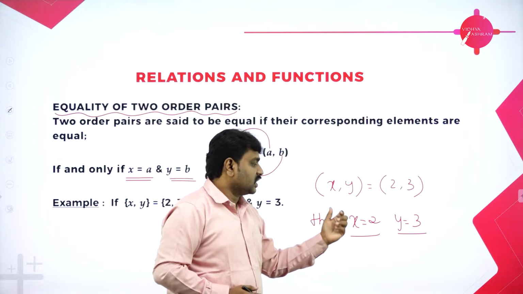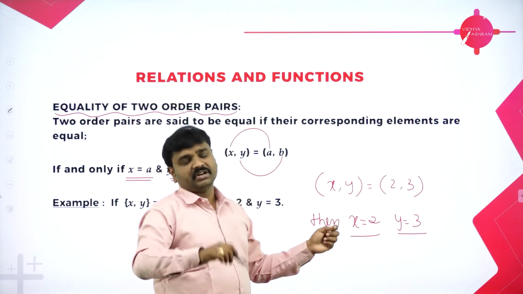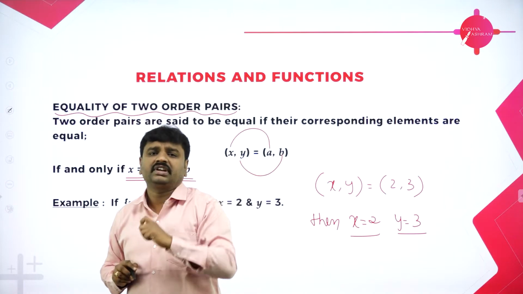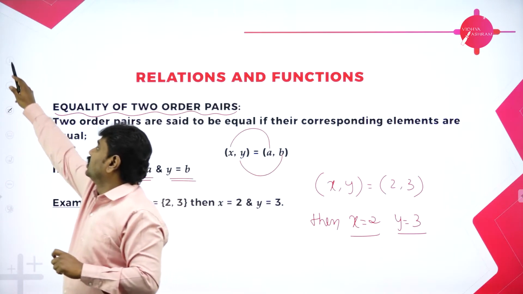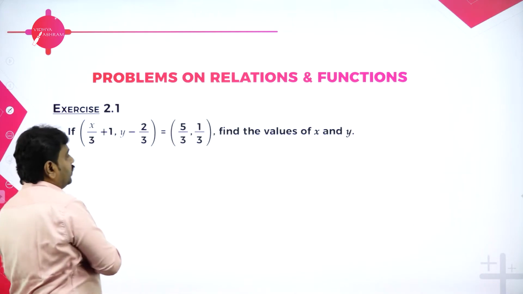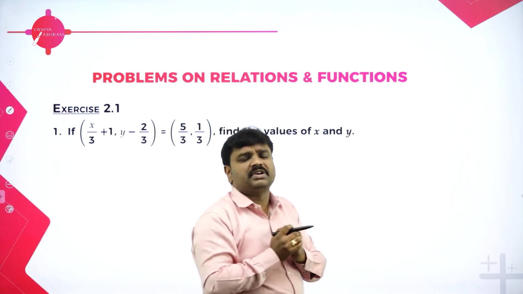And vice versa. If the first element is equal to the first and the second element is equal to the second, then we can say the ordered pairs are equal. Based on this, we have different cases and problems also. Now, exercise 2.1. This exercise is purely based on ordered pairs.